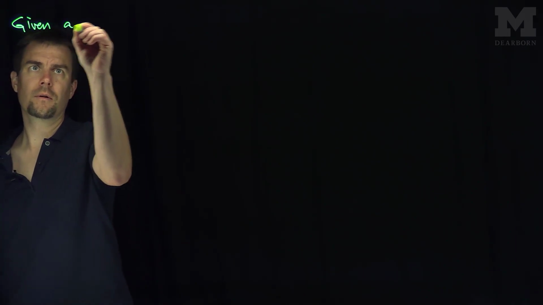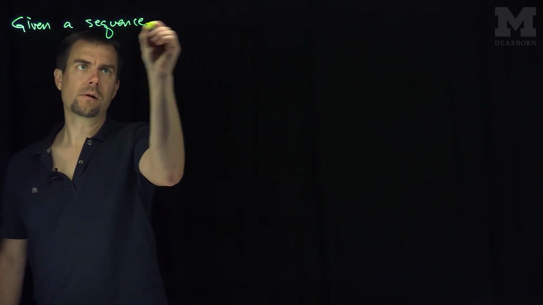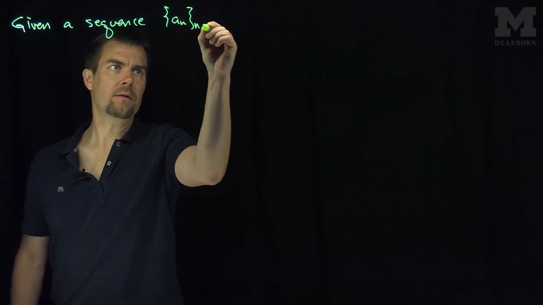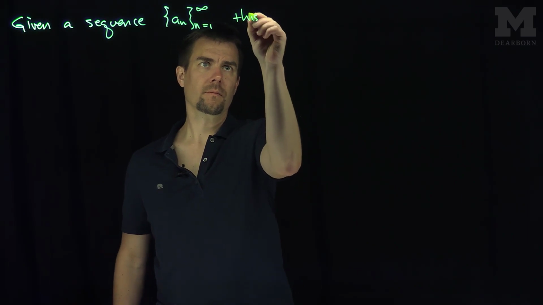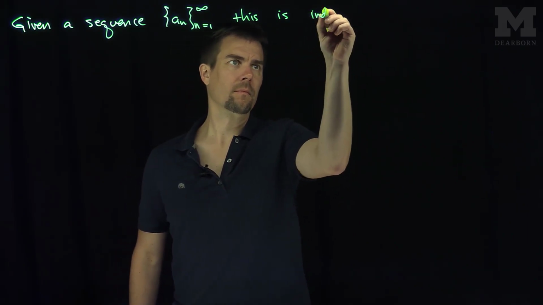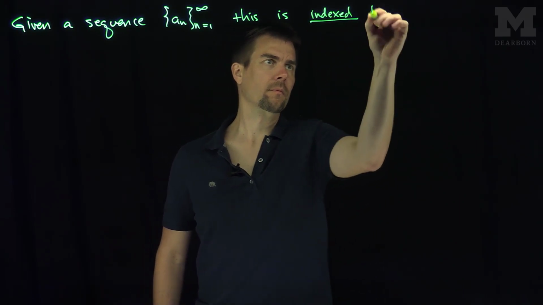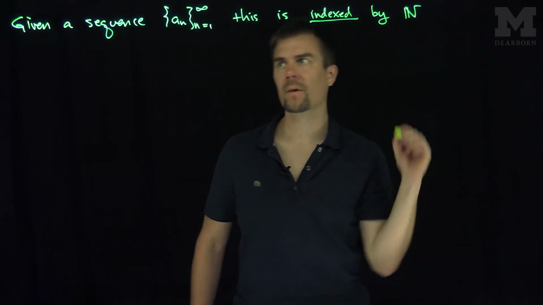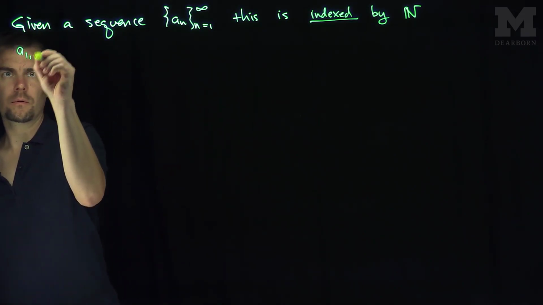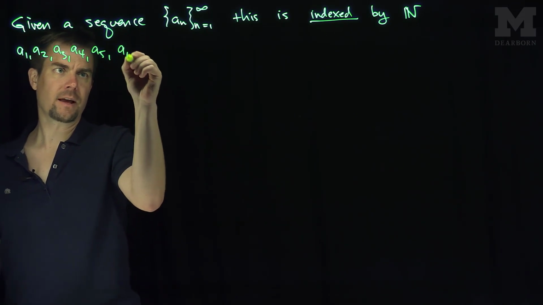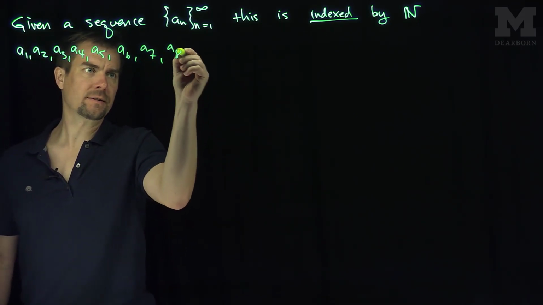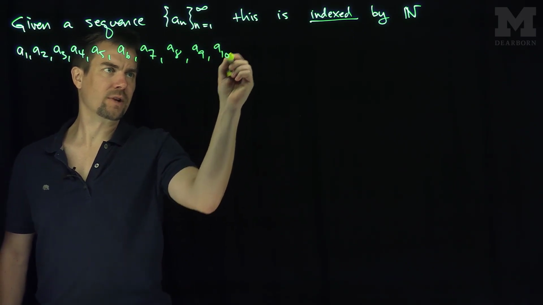Hello students, in this video we'll discuss subsequences. If we're given a sequence a_n, the index of the sequence is the natural numbers. So we have a_1, a_2, if we were just to write out the terms of the sequence, a_3, a_4, a_5, a_6, a_7, a_8, a_9, a_10, and it just goes on and on.